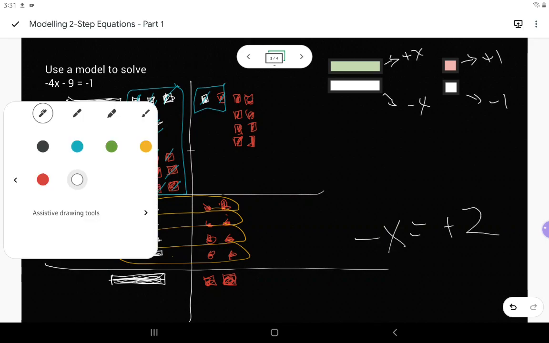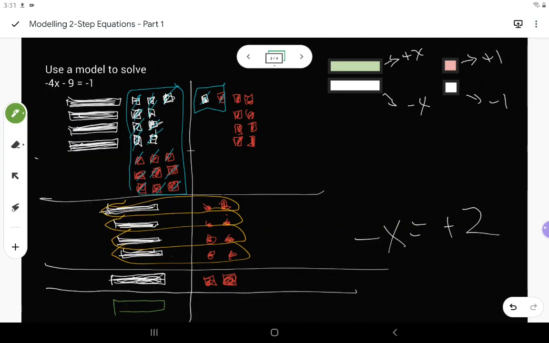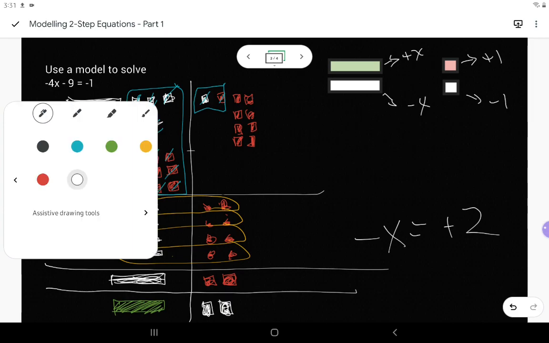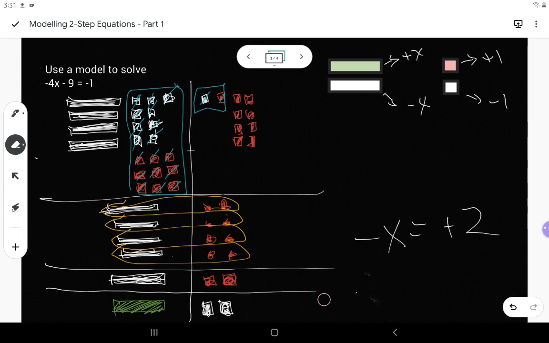So remember, I need to flip my tiles to their opposite colors. So I need to go from being a white x and flip it to green. And when I flip the one side, I have to flip the other side. I have to treat both sides the same. So I flip my two red ones to become two white ones. And so what happens is I go from negative x to positive x. On the other side, that means I go from positive 2 to negative 2. And so my answer is x is equal to negative 2.